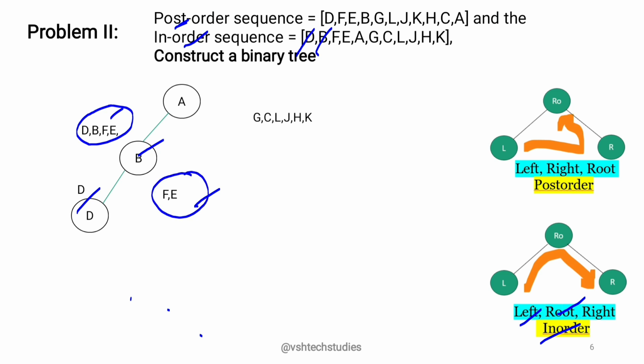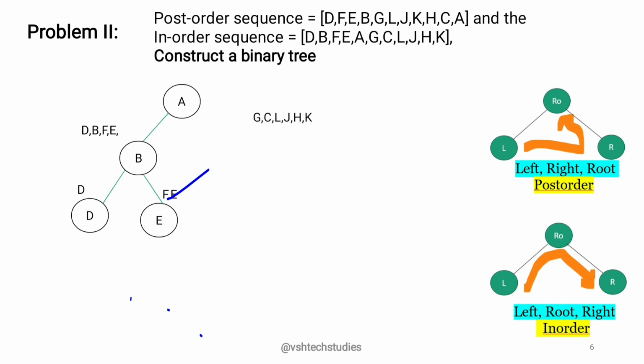Among F, E, which is the root? Which is the root means we always have to consider post-order. Among F, E, E comes last in the post-order sequence. Hence E is the root here. E is made the root. It is the right child of B. Then what is remaining? F is remaining.